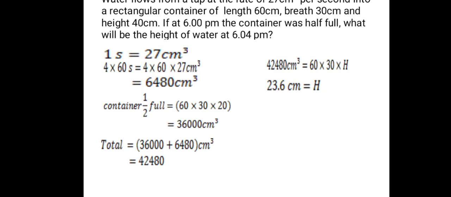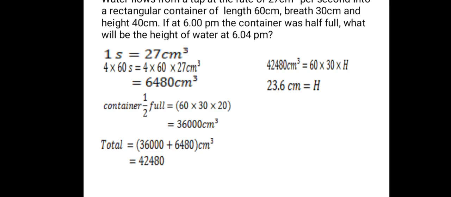Now, the total water in the tank is 36,000 cubic centimeter plus 6,480, the water that has just entered in the tank within 4 minutes, and then we get the total to be 42,480. Now we have the volume of the water in the tank, we know the breadth, we know the width, the length.